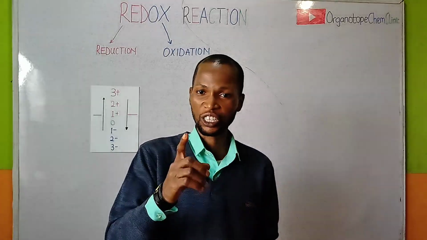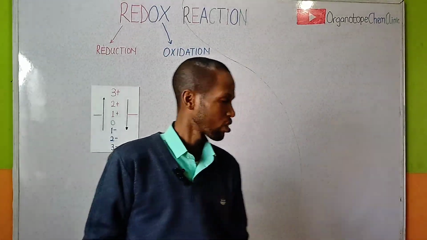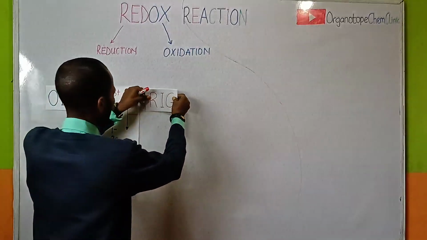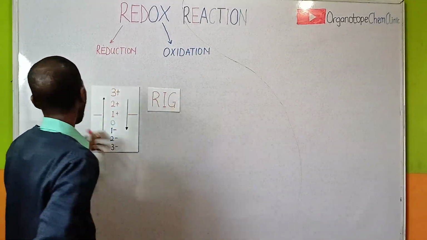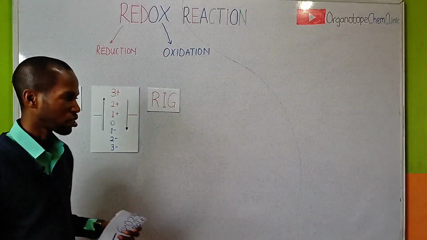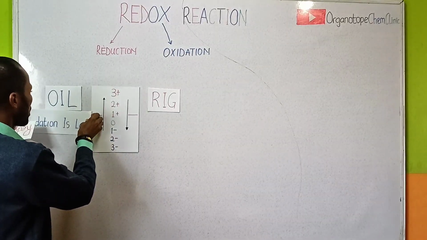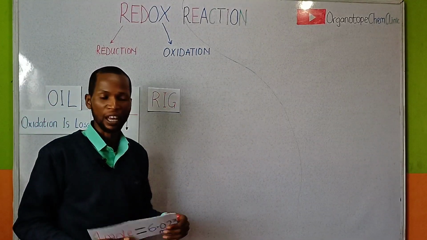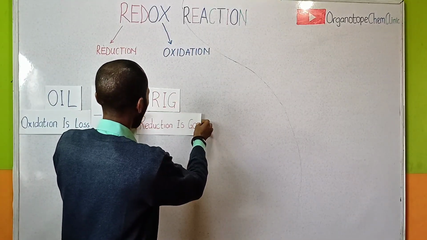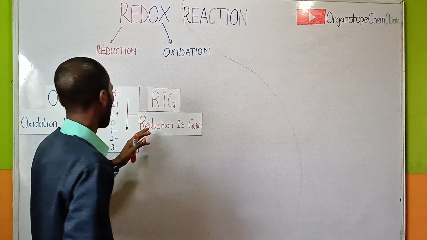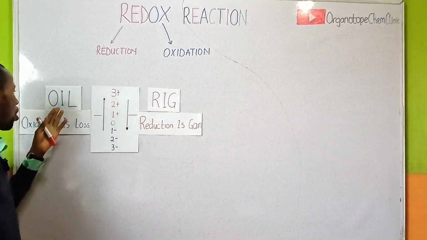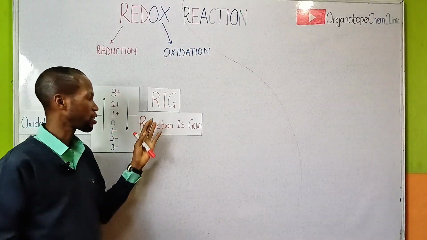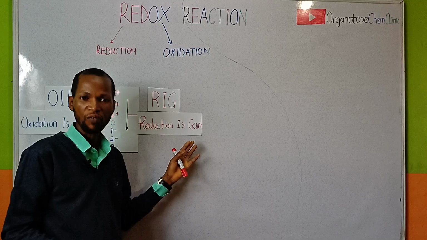In redox reaction, always remember these tips: OIL RIG. What does OIL represent? Oxidation is loss of electron, and RIG represents reduction is gain of electron. OIL, oxidation is loss of electron. RIG, reduction is gain of electron.